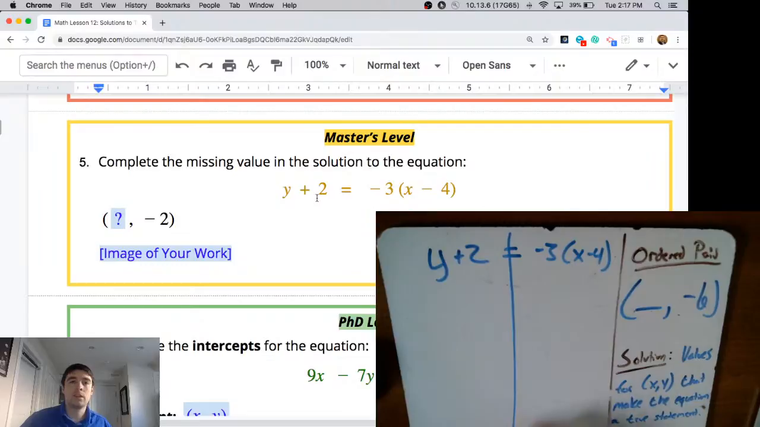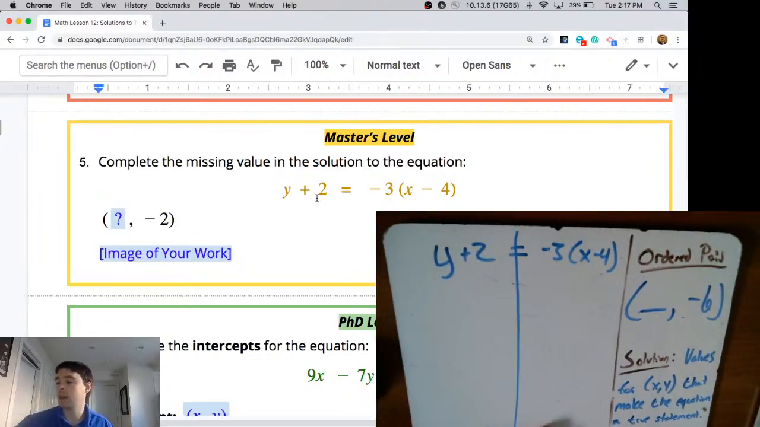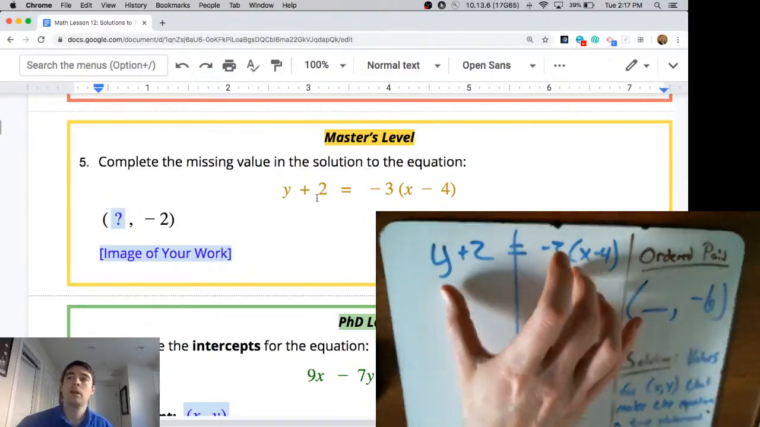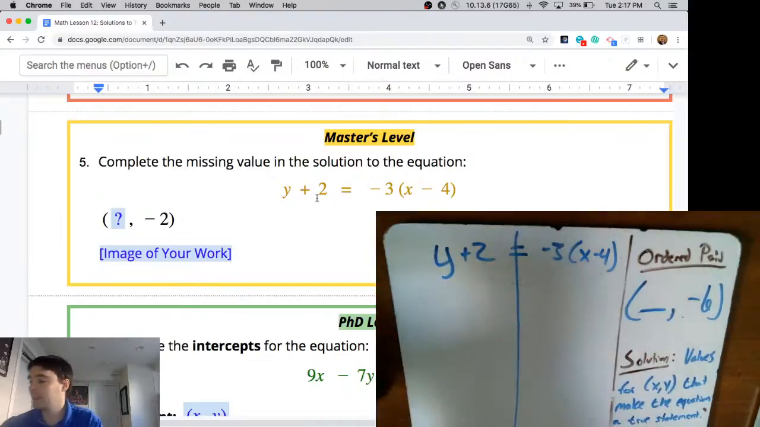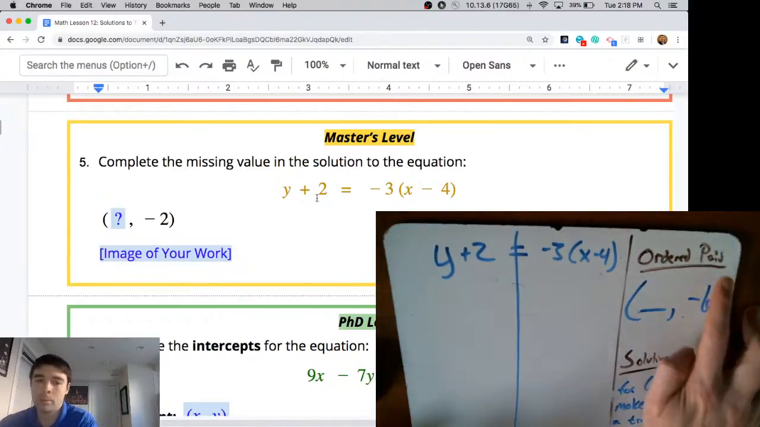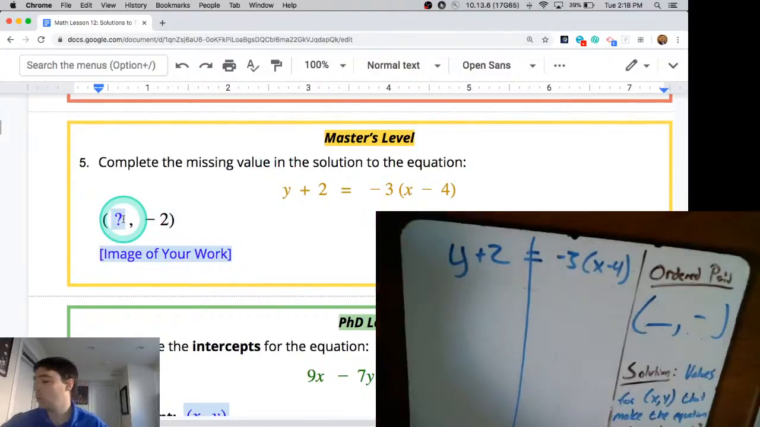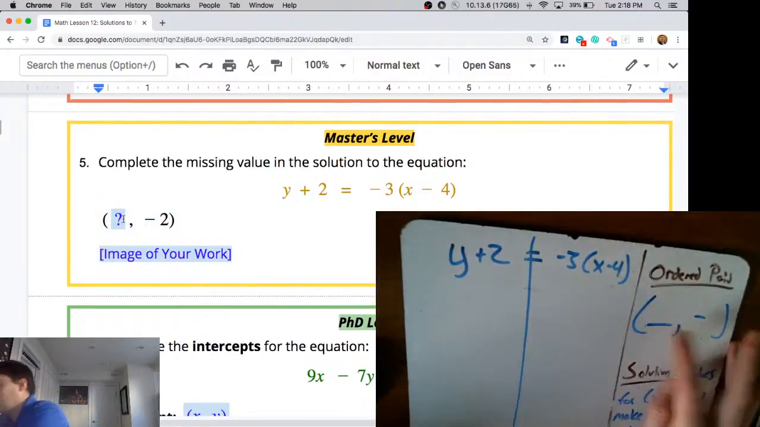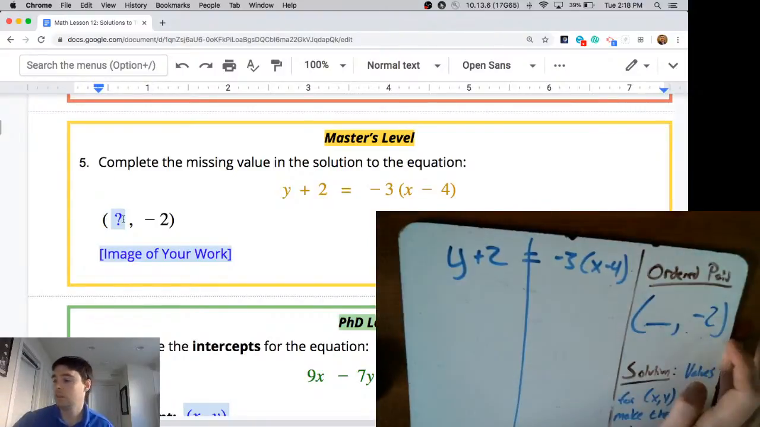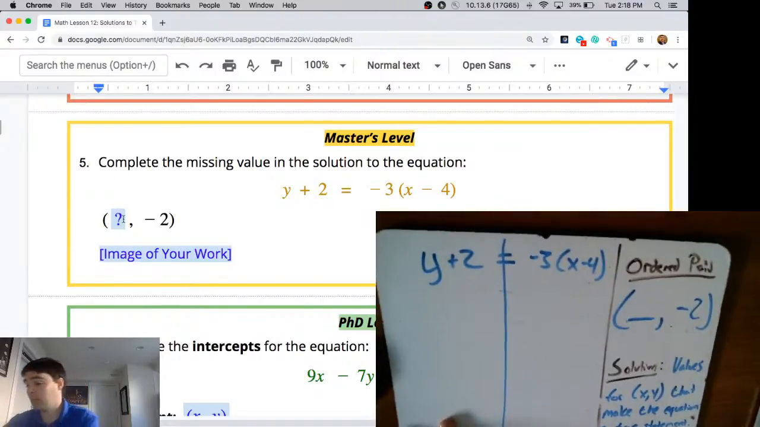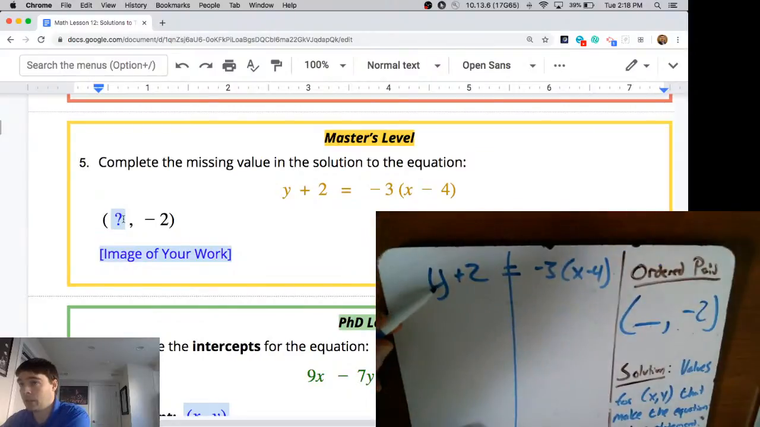So the equation's a little more complicated, but it still has a y and an x, and it's just relating them to each other. And here they've told me, I'm going to change my ordered pair on my whiteboard this time. They tell us here that we don't know what x is yet, but we know y needs to be negative 2. So I'm going to go into this equation, and I'm going to replace the y with negative 2.